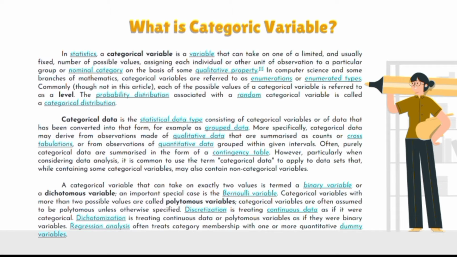Discretization is treating continuous data as if it were categorical. Dichotomization is treating continuous data or polytomous variables as if they were binary variables. Regression analysis often treats category membership with one or more quantitative dummy variables.